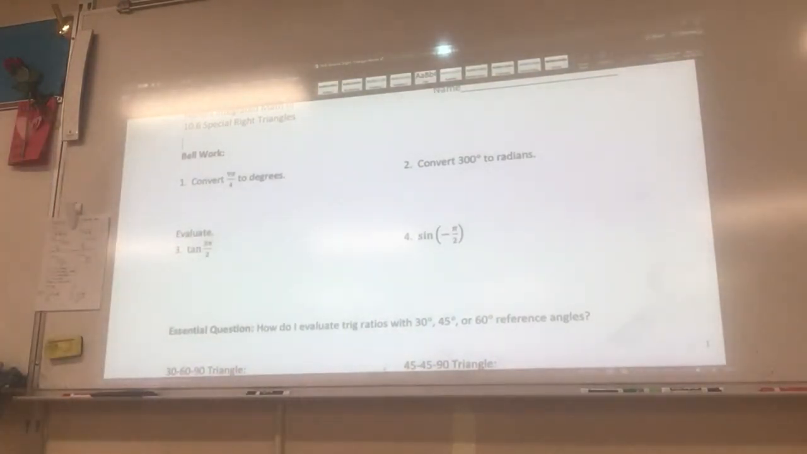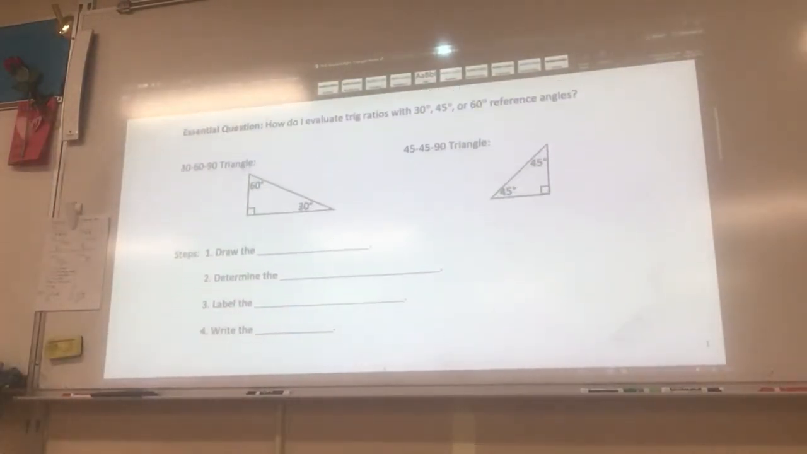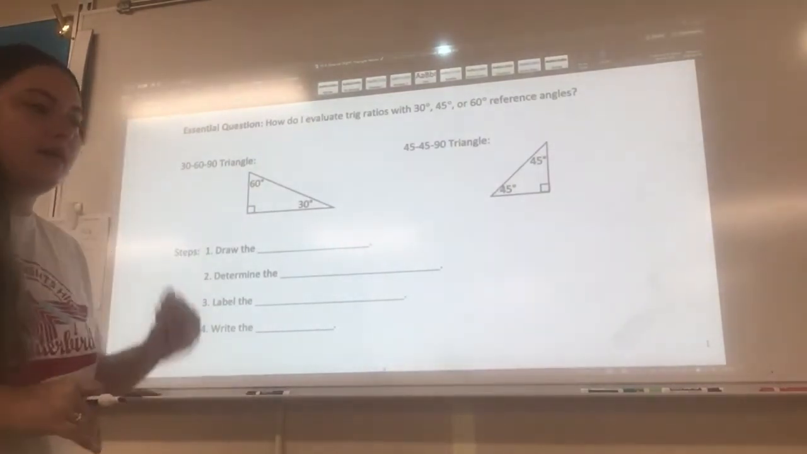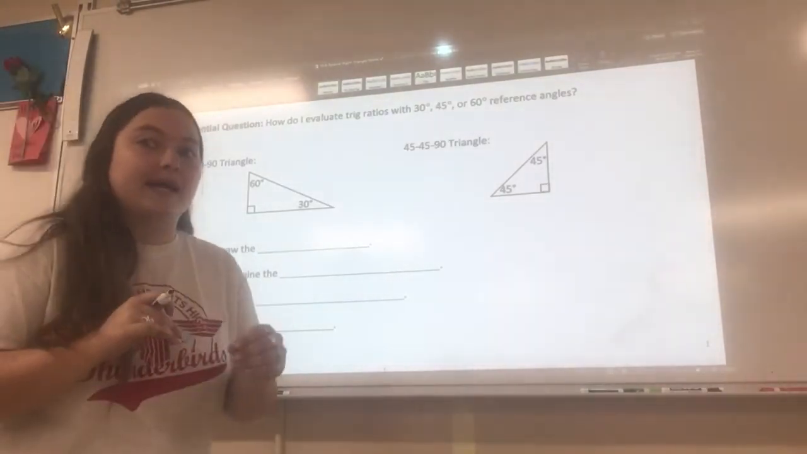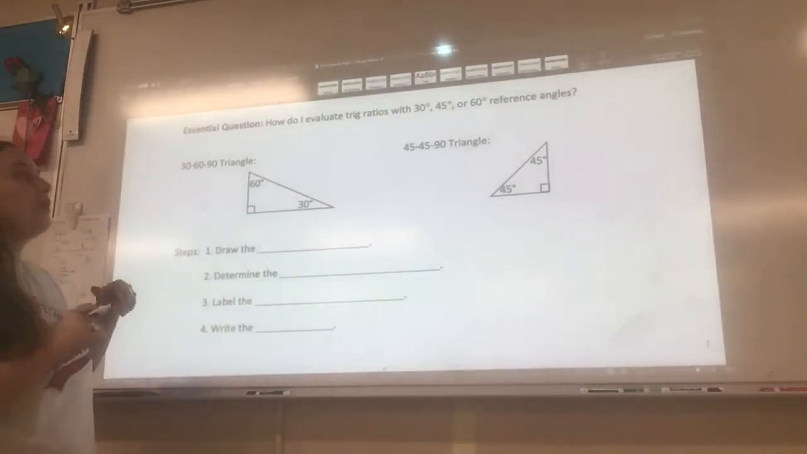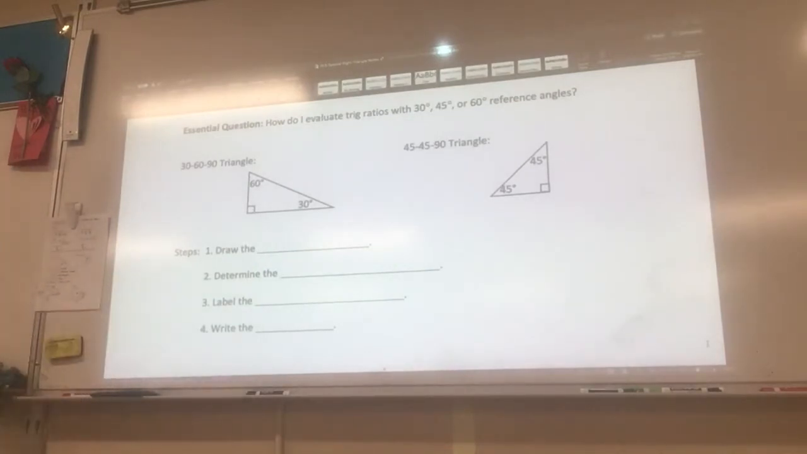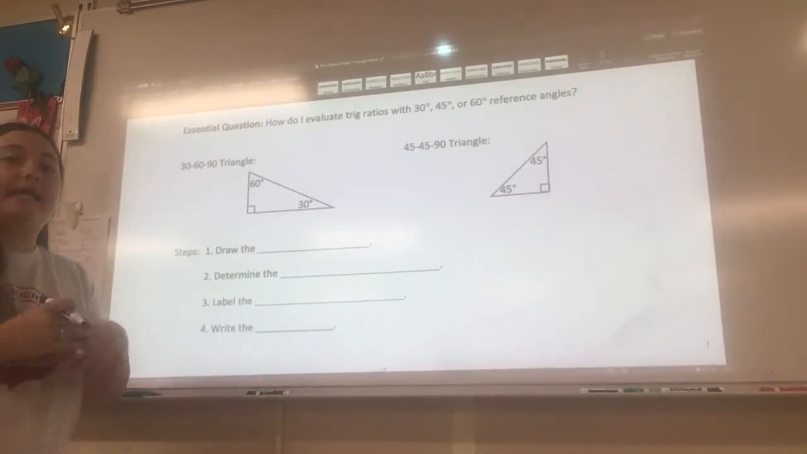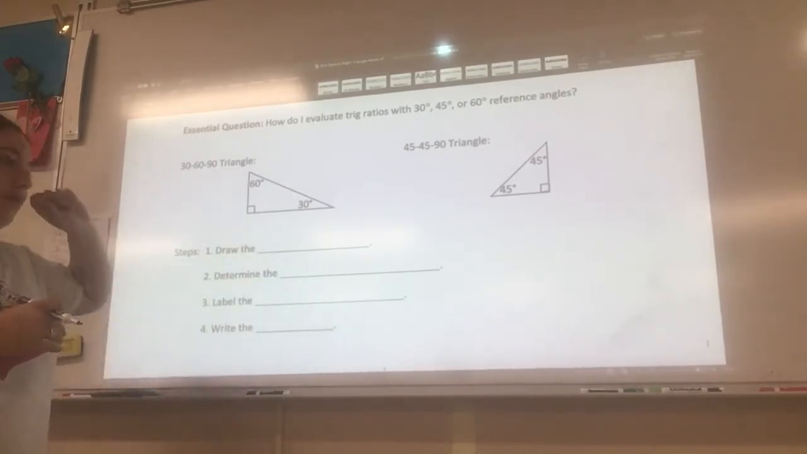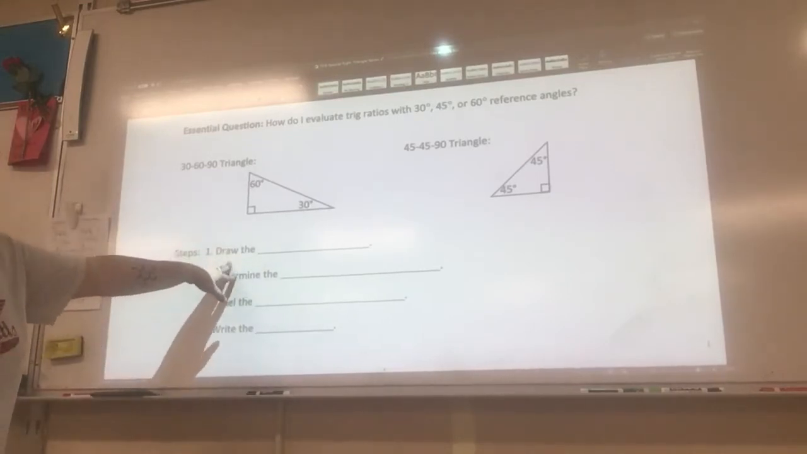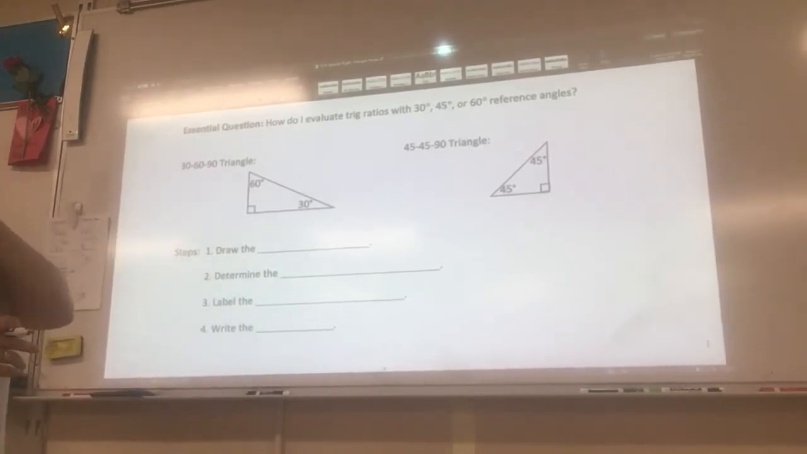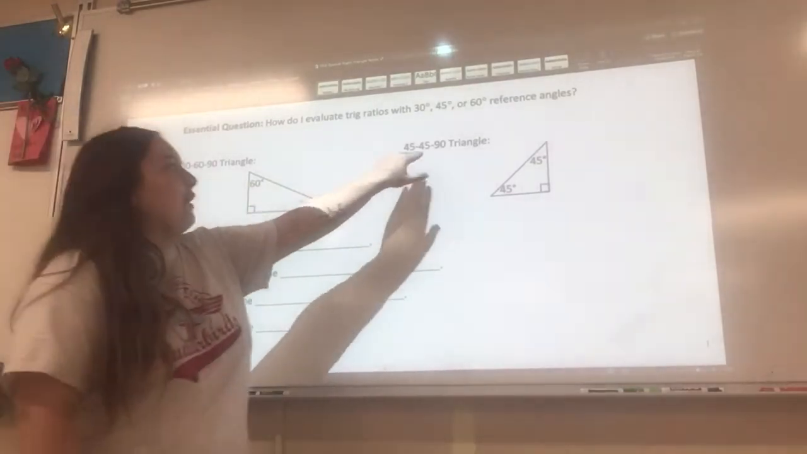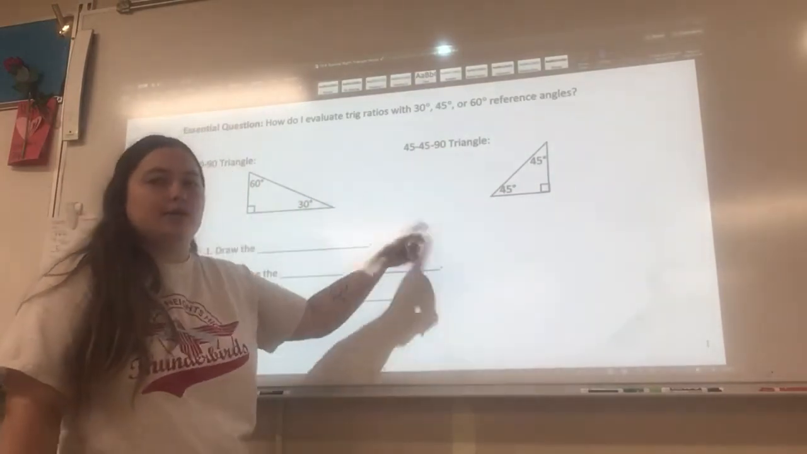Okay. So getting into the nitty-gritty, special right triangles, what we really need to understand throughout this lesson is how can I evaluate trig ratios with 30, 45, and 60 degree reference angles. So again, that whole thing about reference angles being important, here they are. These are the only 2 triangles you're going to be creating in this section. When you get to trig, it gets harder. But right now we're looking at 30, 60, and 45. So the 2 triangles you're going to look at are 30, 60, 90, and 45, 45, 90. Those are the only 2 triangles you're going to be looking at.